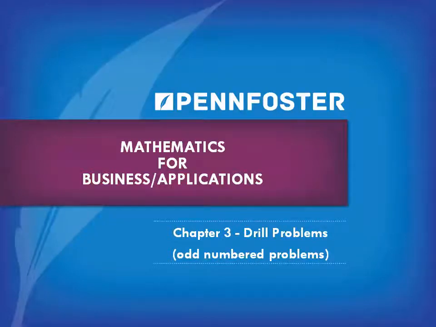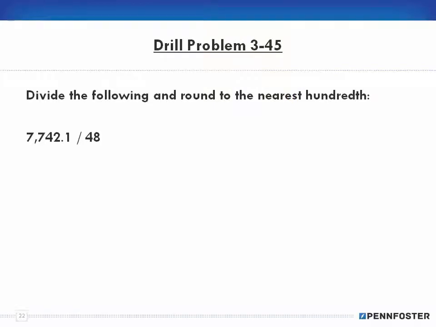This is for Math for Business and Finance and Math Application students, and we're continuing on again with Chapter 3 drill problems, the odd number problems. In our last video we spent the whole 10 minutes looking at problem 3-43. Again, there was a typo error in the book, so if you didn't see that video, you might want to check that out. Okay, let's move on to 3-45. It says divide the following and round to the nearest hundredth.